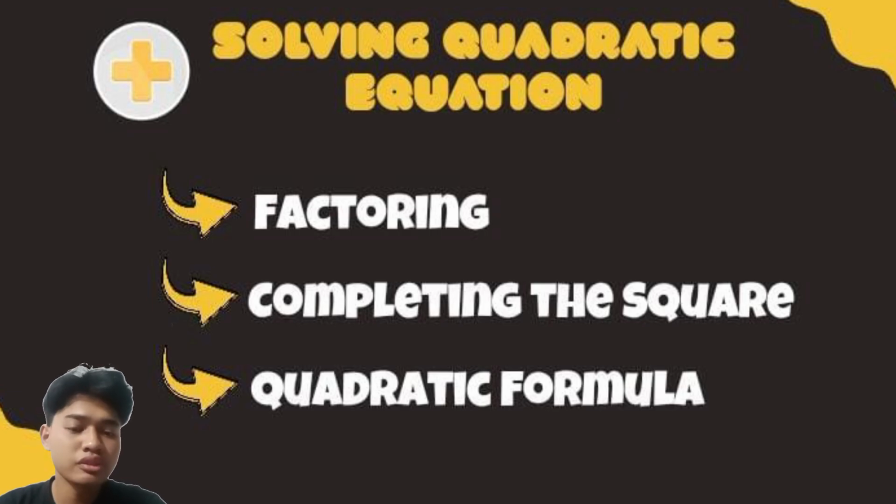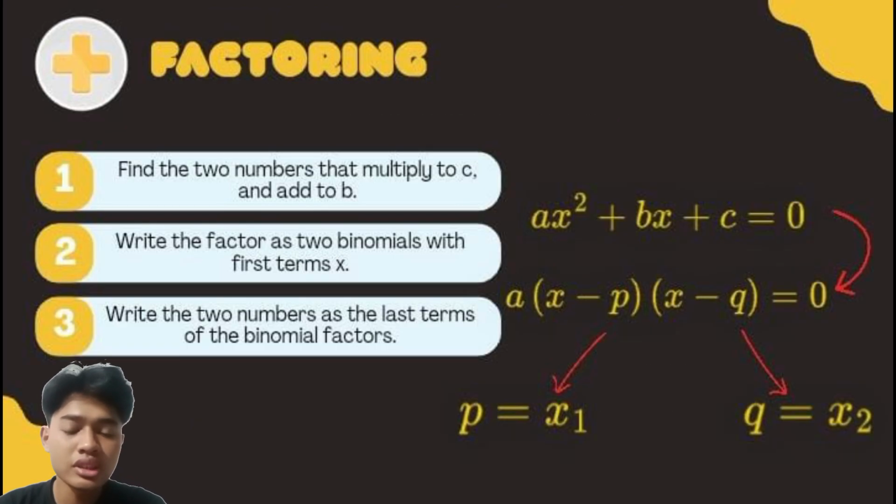The first is factoring. In factoring, the first step is to find the two numbers that multiply to c and add to b. The second step is to write the factors as two binomials with first term x. And the last step is to write the two numbers as the last terms of the binomial factors.